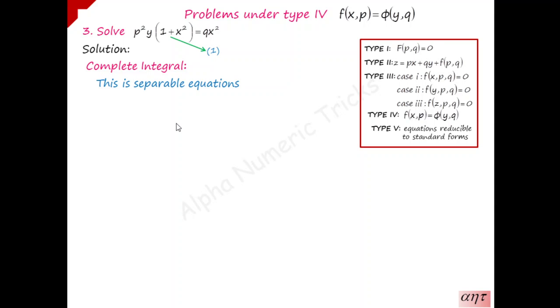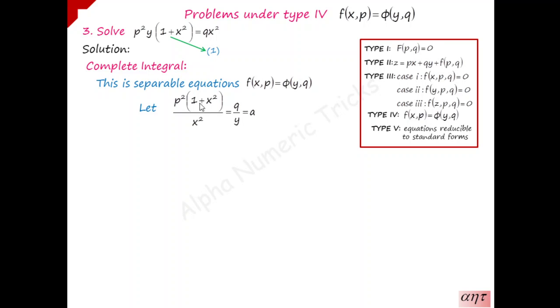Before writing the complete integral, we note this is a separable equation, f of x comma p is equal to phi of y comma q. Now we have to separate the variables here. Taking the y term to the right hand side denominator and the x squared term to the left hand side denominator, the x and p terms are separated and the q and y terms are together. So p squared into 1 plus x squared by x squared is equal to q by y, which is equated to some constant a.